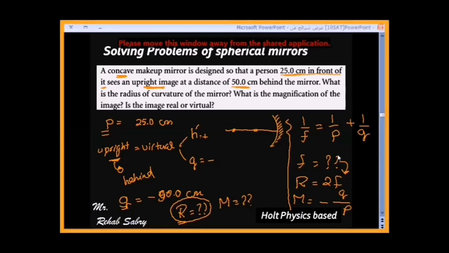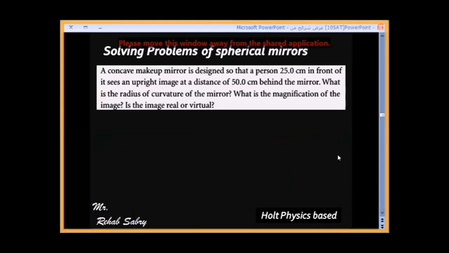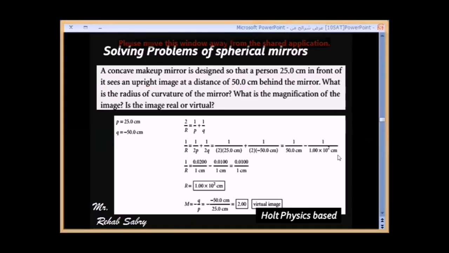Okay. Let's see the answer exactly. This is the answer. Here, Mr., what did he do? Instead of writing 1 over F, he wrote 2 over R. That's a substitution. So this is the answer. He found R.